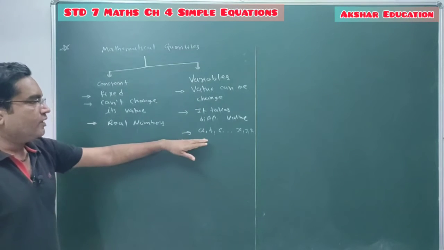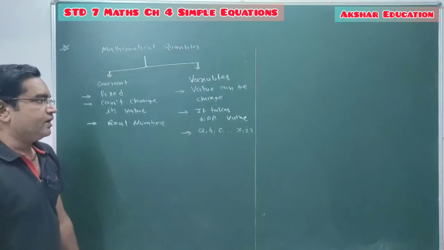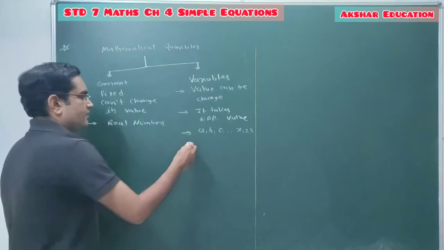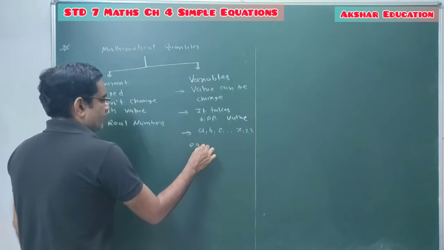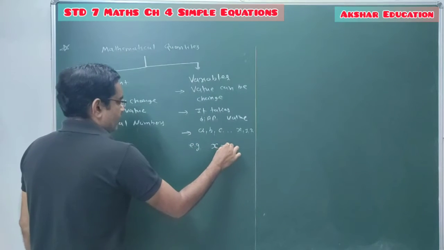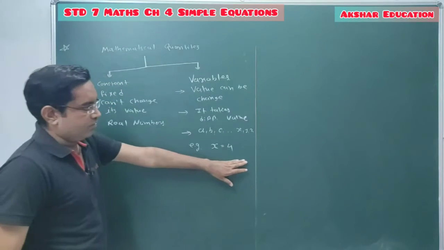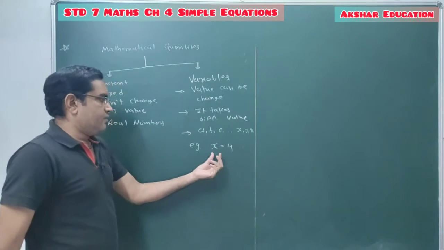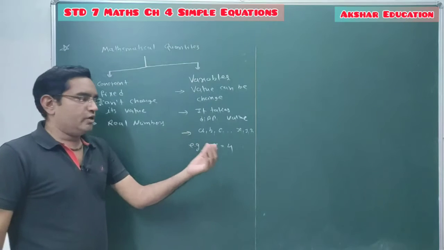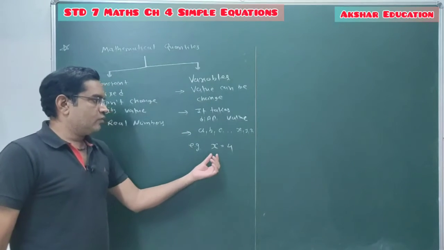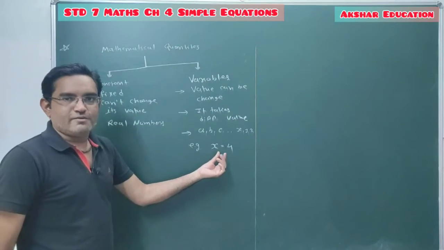Done? So what is a variable? They can change their value. That means our variable can take different values. For example, consider one variable x. If I am writing x equal to 4, then in this case our variable x will take the value 4. What is the value of x? x equal to 4. So here the value of x is 4.